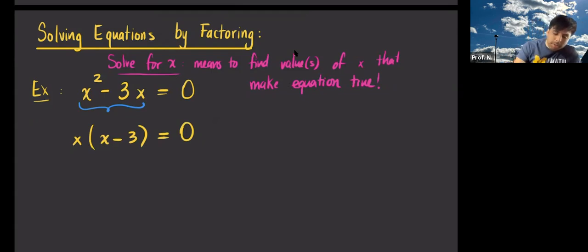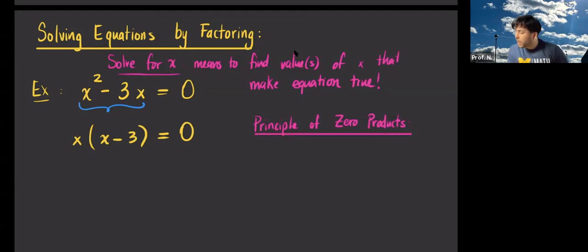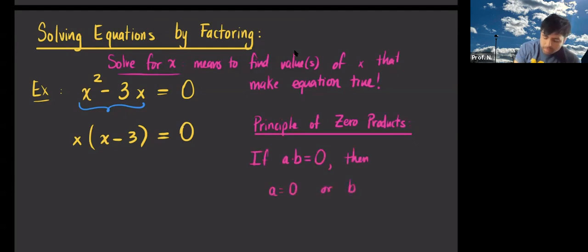There's something called the principle in your book. It's called the principle of zero products. So what's the principle of zero products? The principle is this: if you have two things and when you multiply them, it gives you 0, then A equals 0 or B equals 0. That's the principle.